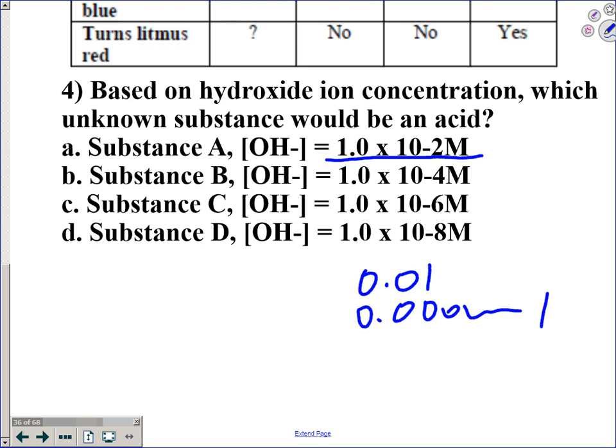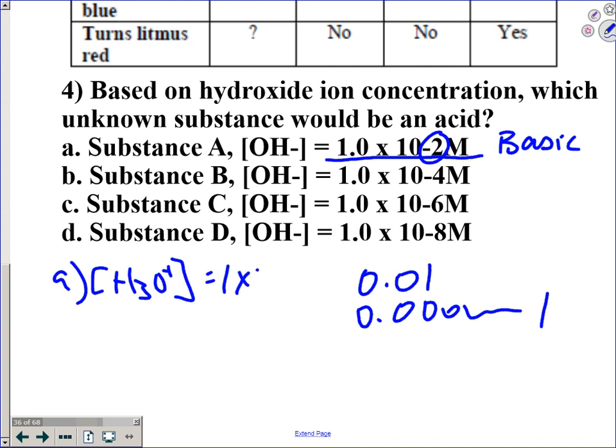So is this acidic or basic? This is basic because we have a lot more hydroxide than we have hydronium, because remember that these numbers, when you multiply them together, they equal 14. So what is the hydronium concentration for A? You should be able to do this in your head. If the total is 1 times 10 to the negative 14, and this is only 1 times 10 to the negative 2, what do you complete that with? 12, right. So hydronium is 1 times 10 to the negative 12. That's like super small, right? Relative to that, that's quite large.